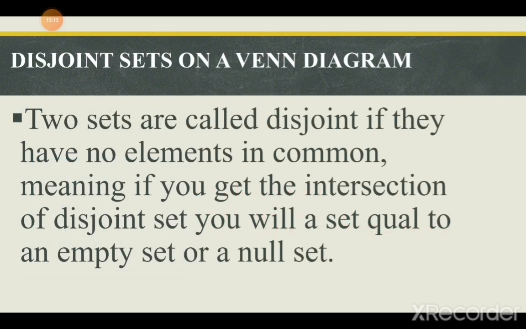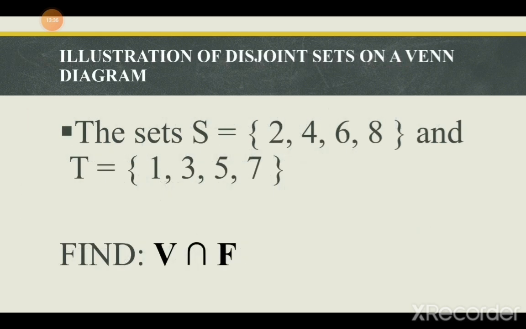So, this joint set, it was discussed in your module 4 that sets can be considered as disjoint when there is no intersection. Meaning, walang magkapareha sa kanilang dalawa. Therefore, the intersection of disjoint sets is always the empty or null set.